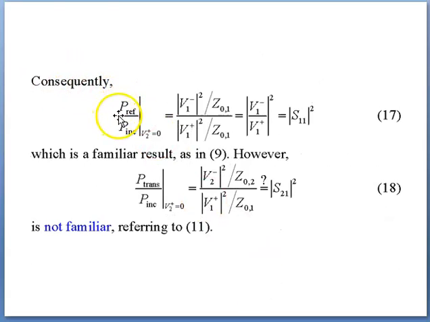Consequently, your P reflected over P incident, with V2 plus equal to 0, will give you S11 squared, because you can just cancel the Z01. It is still the same, okay? But the problem lies with the P transmitted, because P transmitted over P incident, with V2 plus equal to 0, you will have V2 minus squared over Z02, but your P incident is V1 plus squared over Z01. So the values are different for this one.